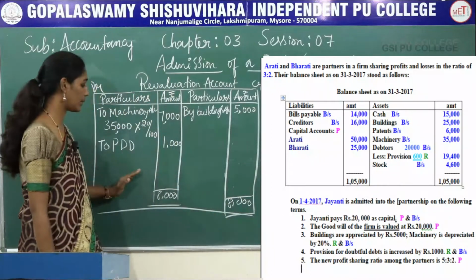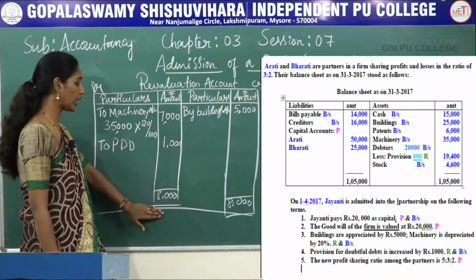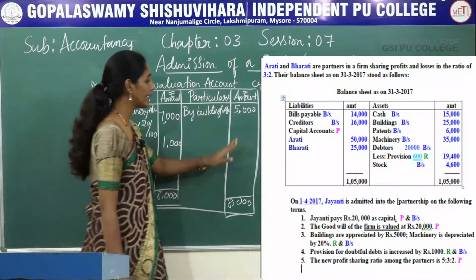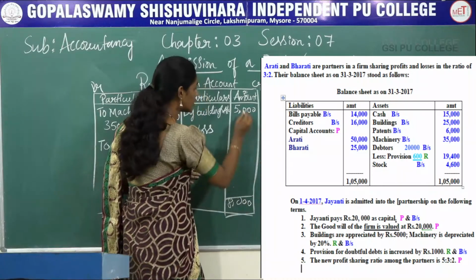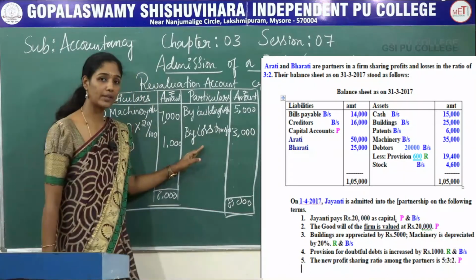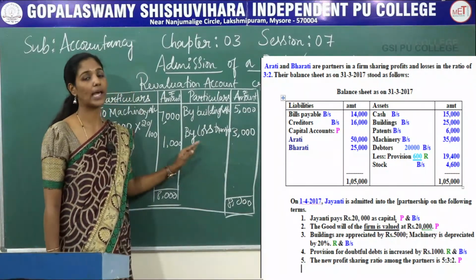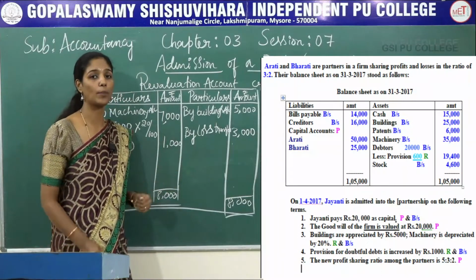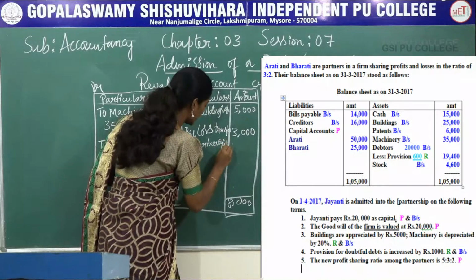Because the total of debit must be equal to the total of credit. So after writing the same total on both sides, deduct the total of credit from the total of debit. 8,000 minus 5,000 is 3,000, and it represents loss to the partnership firm, and it should be distributed among all partners in their profit sharing ratio. Loss transferred to partners' capital account.